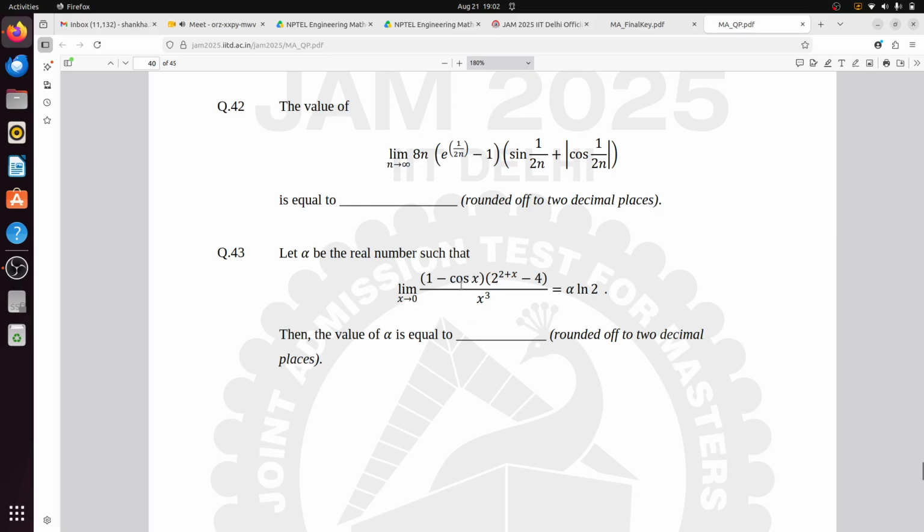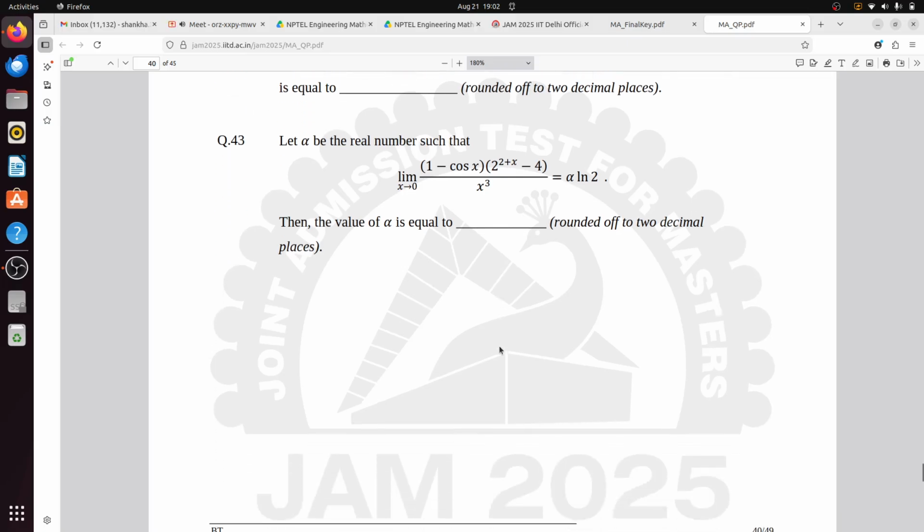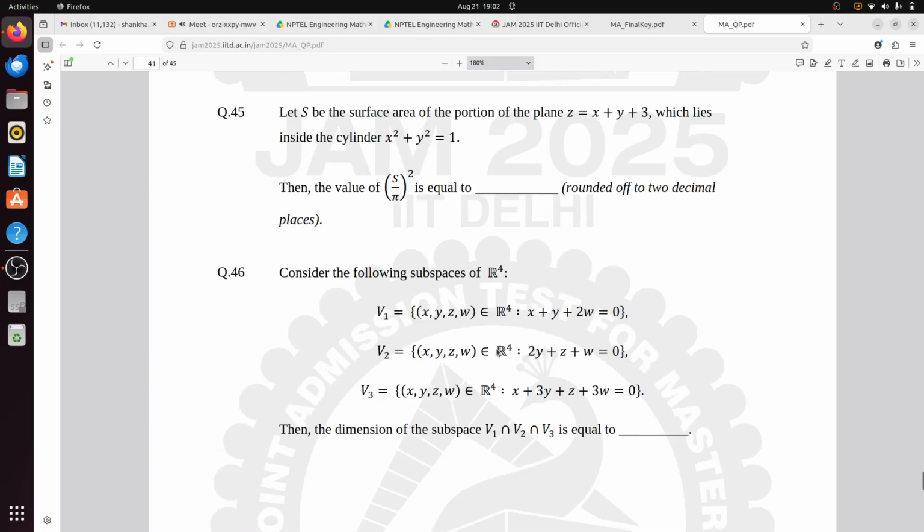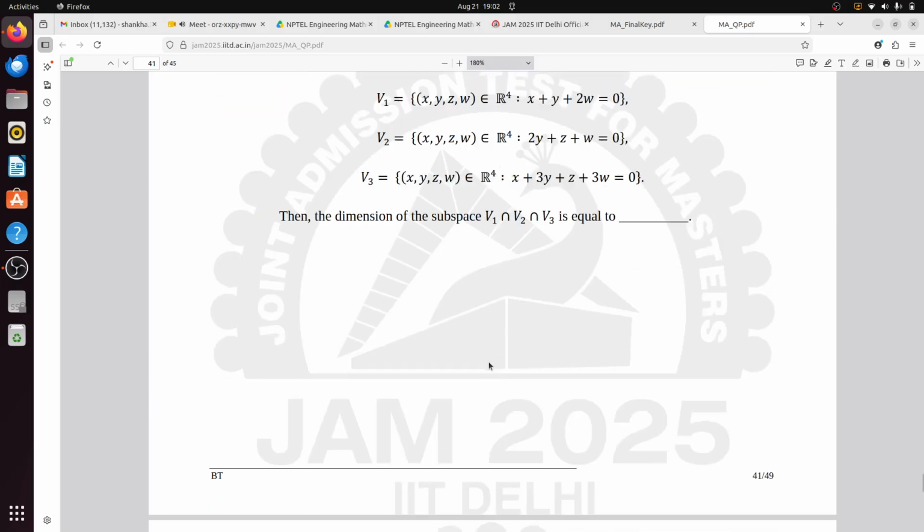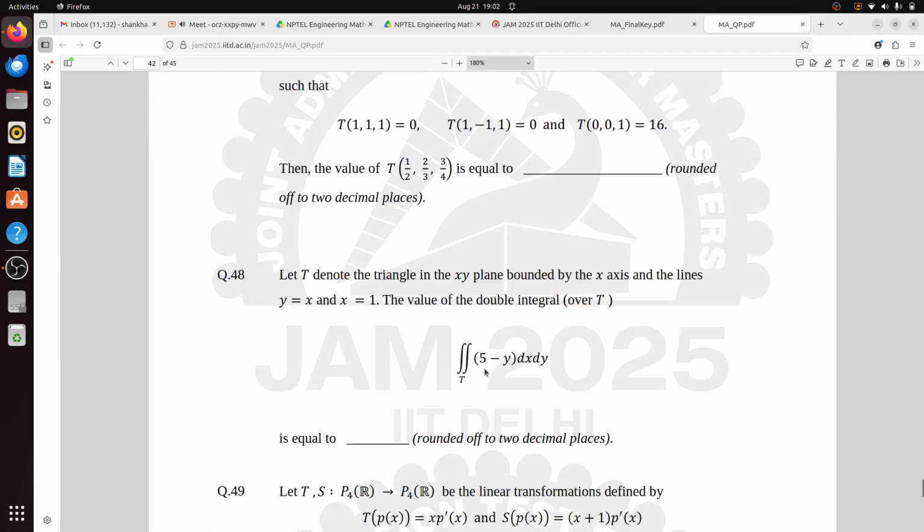1 minus cos x is 2 sin square x by 2. You adjust them and you will get the answer, because a to the power x minus 1 by x is ln a, so 2 into ln 2 will come, and then you need to adjust with 1 minus cos x by x cube, which is a very easy question. You can determine the value of alpha. Differential equation I think is in the syllabus. I will discuss differential equation when it comes.